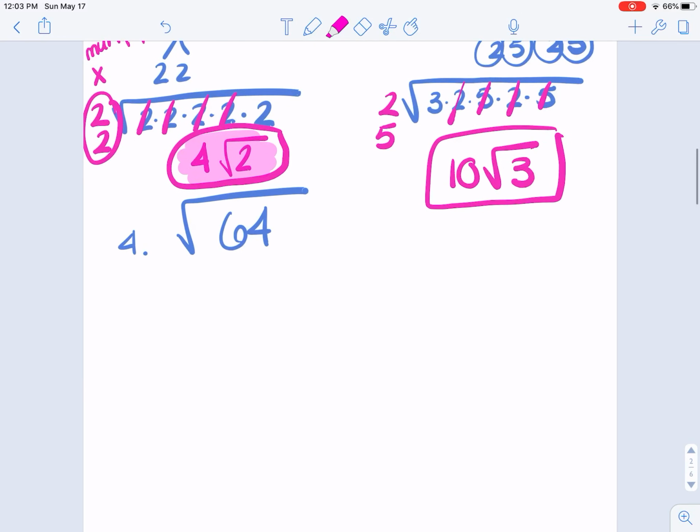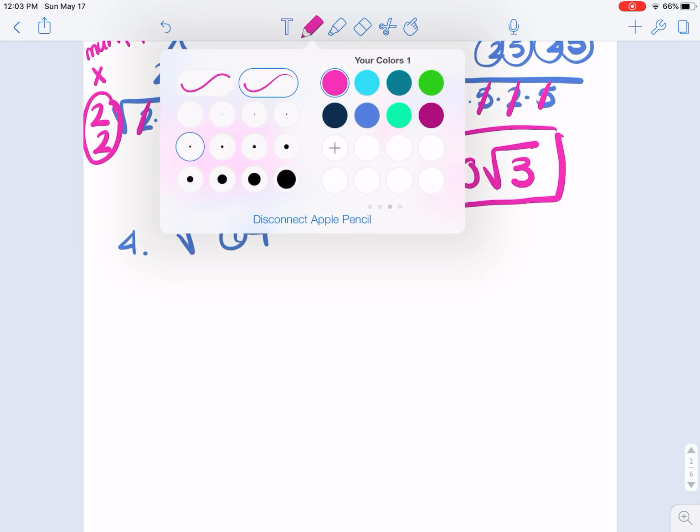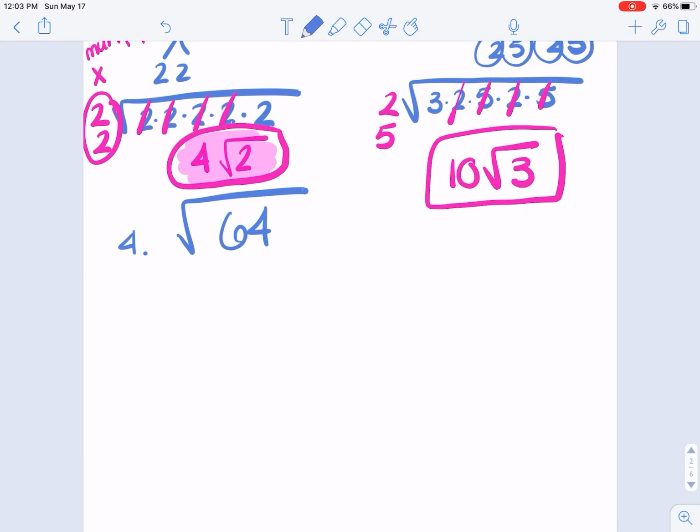In this case, these last two examples, both of them only had 1 left over, so I didn't have to do any multiplying. Now, 64. 64 is special. If you don't already know what the square root of 64 is, the answer is 8. Okay? However, there's going to be some numbers, the larger they are, maybe you don't recognize as perfect squares.